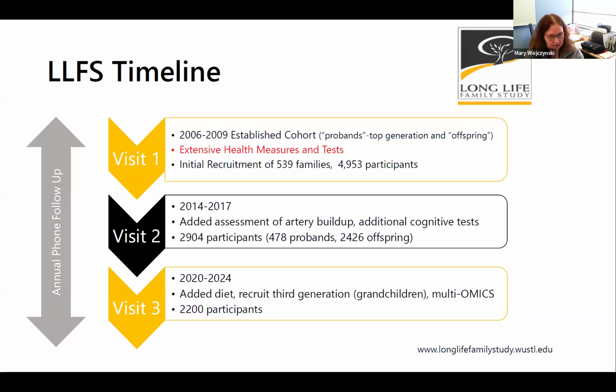But here we also did everything we've done in visits 1 and 2, and we added a food frequency questionnaire to obtain dietary information. And we attempted to recruit some of the 3rd generation, so the grandchildren of the proband or the top generation. And this is where we started doing our multi-omic assays. Visit 3 has 2,200 participants.